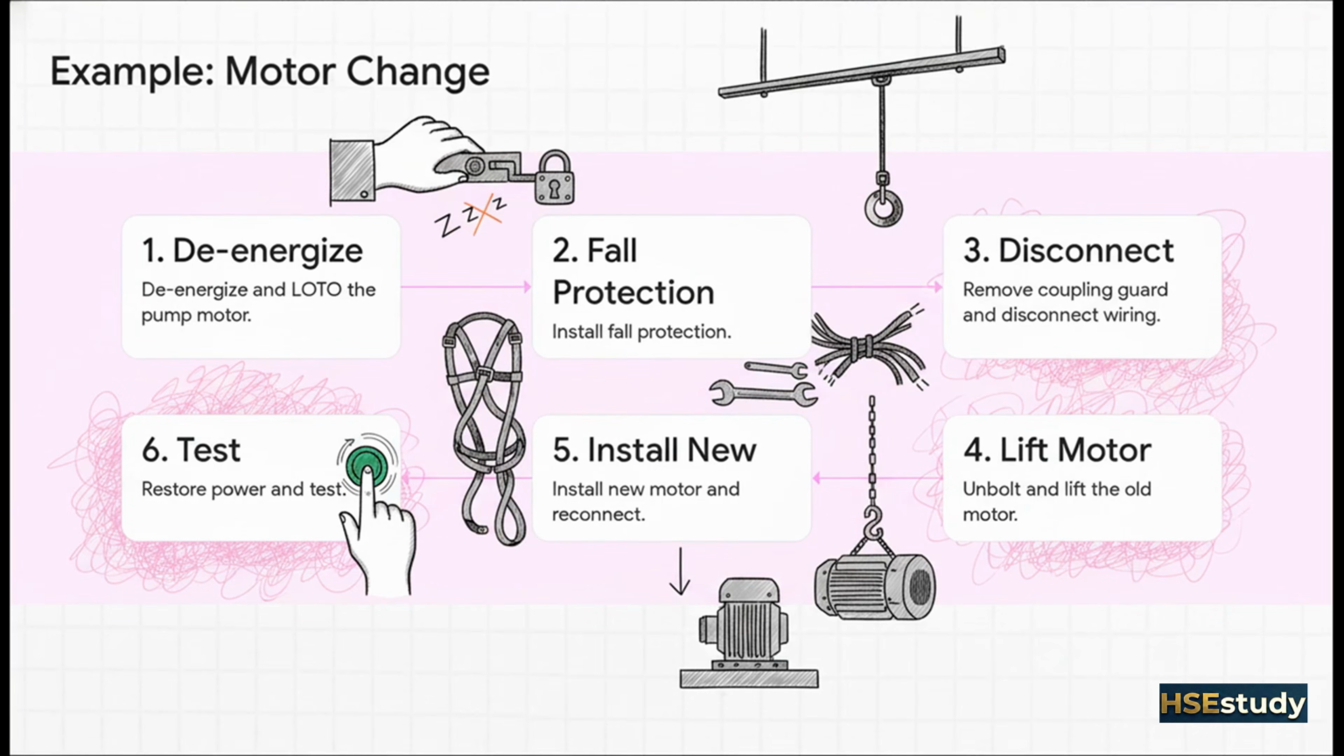Let's look at a real-world example, changing a motor on a pump that's up high. You wouldn't just write "change motor" as your one step, right? Instead, you break it down logically. Notice how each step here starts with an action verb: de-energize, install, remove. This makes the sequence super clear and easy to follow. And this is the level of detail that lets us really pinpoint where the hazards might be hiding.